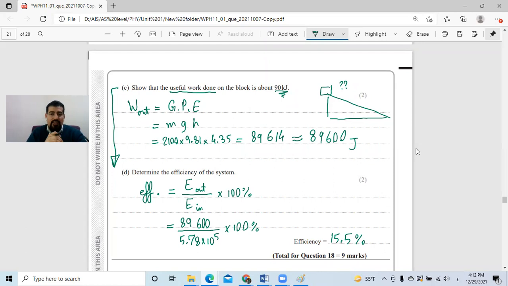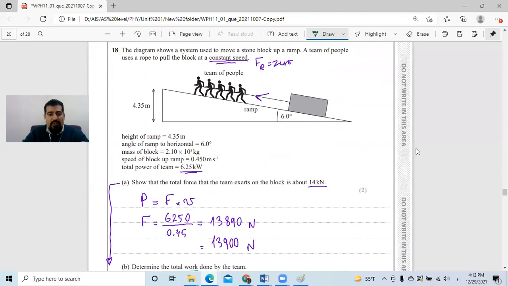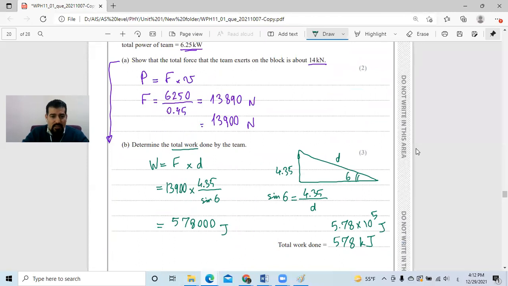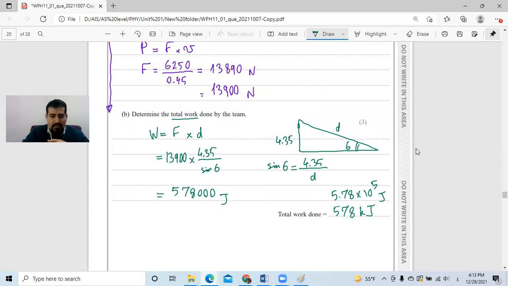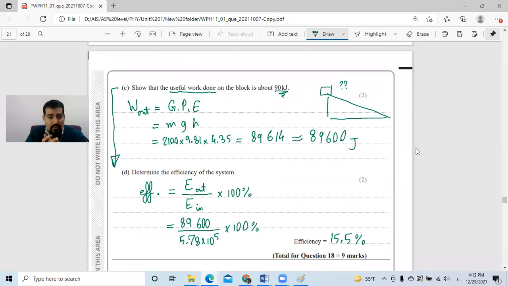Some people thought about time, some people thought about sine. Don't get confused. Focus and let's see how we are going to answer. Again guys, what do we have here? It moves at constant speed, steady speed, so power equals force times velocity. We find the force, they give it to us. Determine the work. Work equals force, the force they give us, parallel to the inclined plane, multiplied by the distance. So we have to find the distance using sine 6 degrees. Then we move on to this.